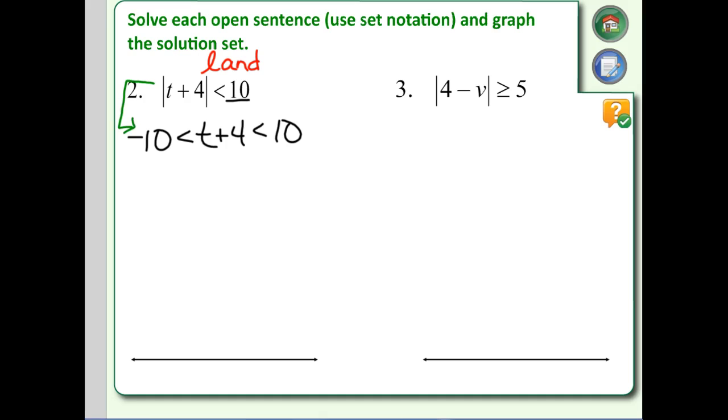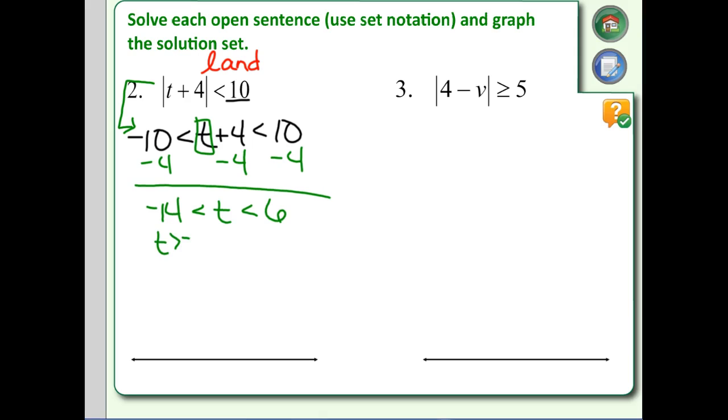Now, we're going to go back to what we did last night for homework. We've got to get t alone. So we're going to subtract 4, but whatever we do in the middle, we do to the front and back. So we've got negative 14 is less than t is less than 6. So t is greater than negative 14, and t is less than 6. So I'm going to put 0 here. I'm going to go to the right and put a 6 with an open dot. I'm going to go to the left and put negative 14 with an open dot. And they're going to overlap in that line segment between the two.